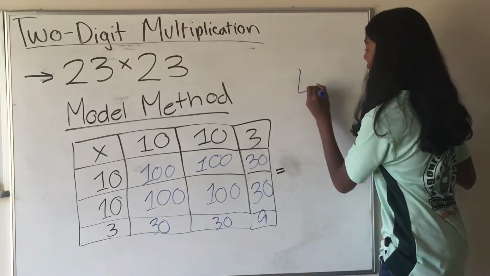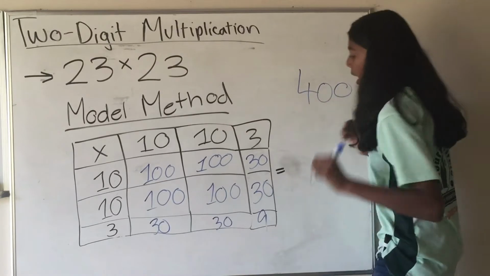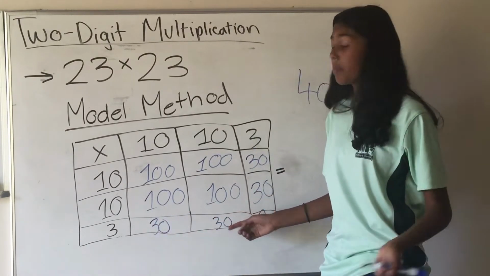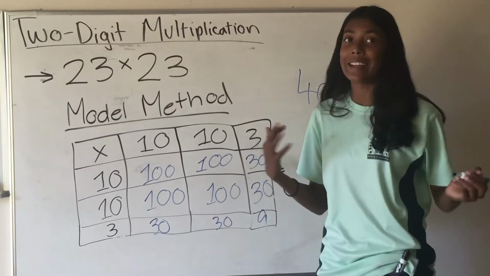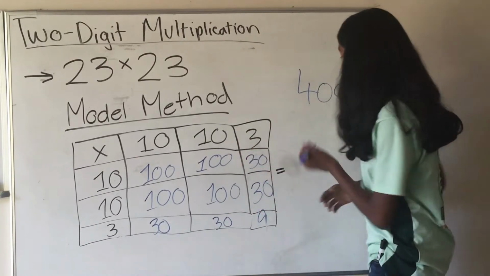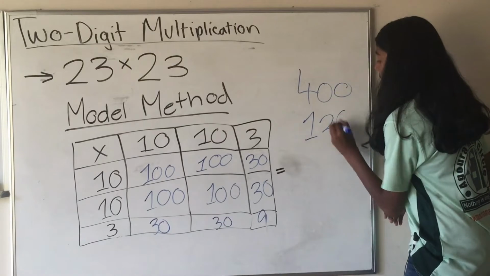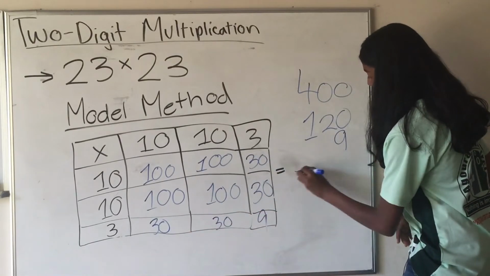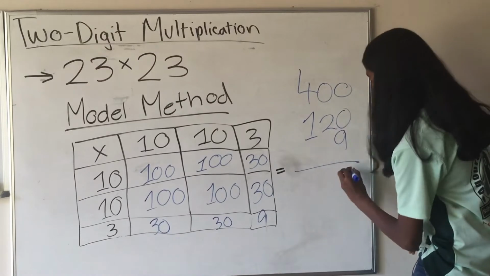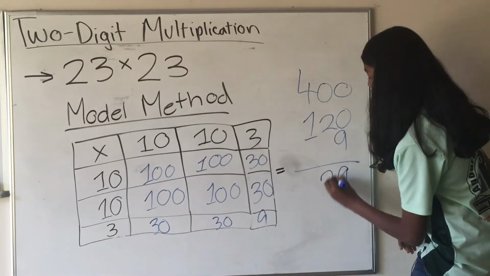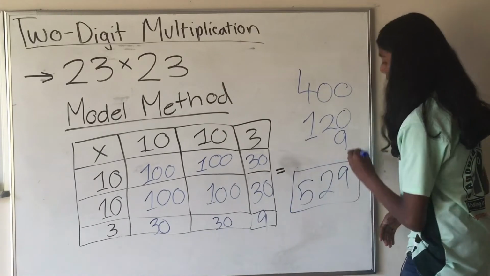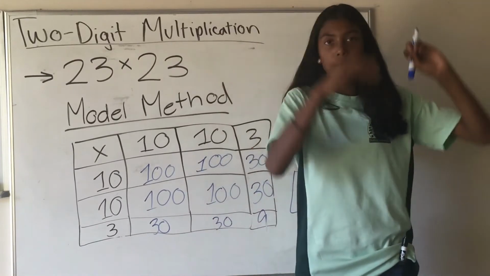So we get 400. And then we have 30, 30, 30, 30. 30 plus 30 is 60, plus another 30 is 90. 90 plus the last 30 is 120. And we've added up all of these except this 9, so we're going to add this 9. 0 plus 9 is 9. 0 plus 2 is 2. 4 plus 1 is 5, giving us the answer 529.